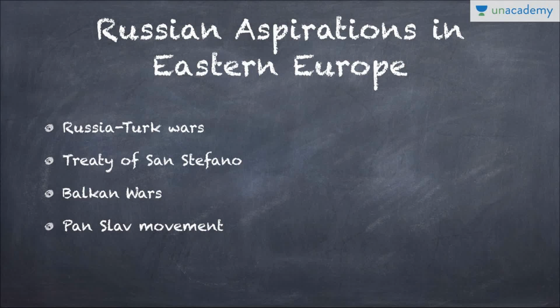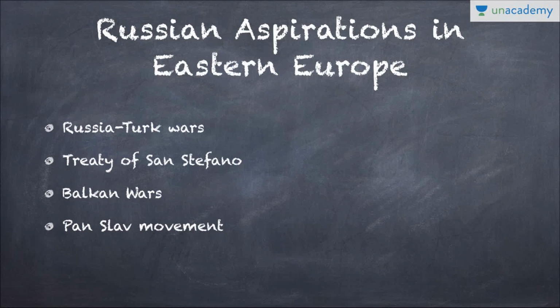Now, Russian aspiration in Eastern Europe is also very important. Basically, there was a war between Russia and Turkey in 1877-78. There was a conflict between the Ottoman Empire and the Eastern Orthodox coalition, led by the Russian Empire. It was composed of Romania, Serbia, Montenegro, Bulgaria, etc. The war was fought in the Balkans and in the Caucasus region, the Caucasus mountains in Georgia, and it led to the emergence of Balkan nationalism.